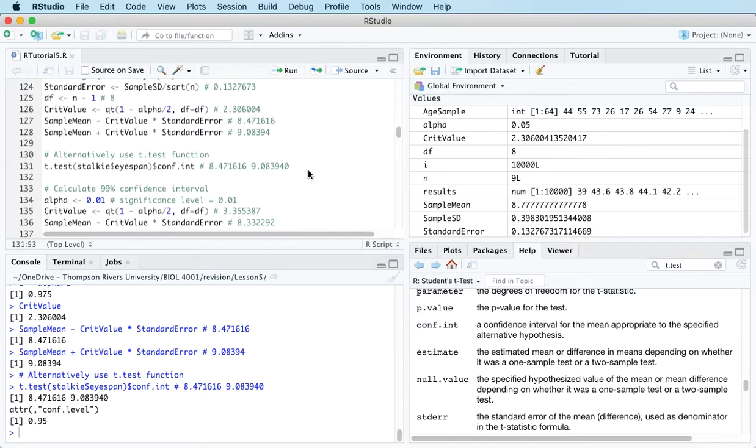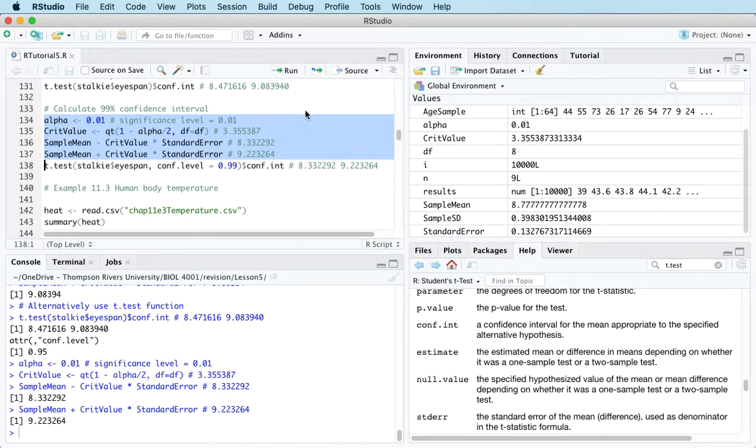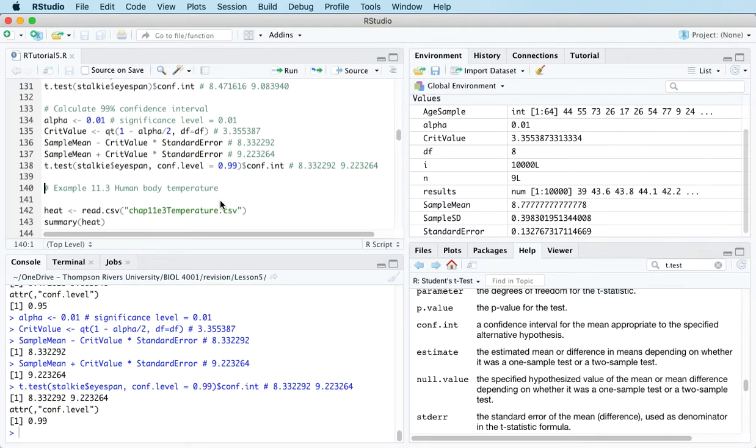Okay, so as practice, I invite you to do the calculation for a 99% confidence interval. We can confirm it using the t.test function. And so this is a good way of checking your understanding of how to calculate a confidence interval for a population mean.